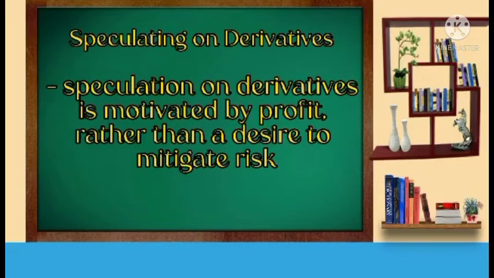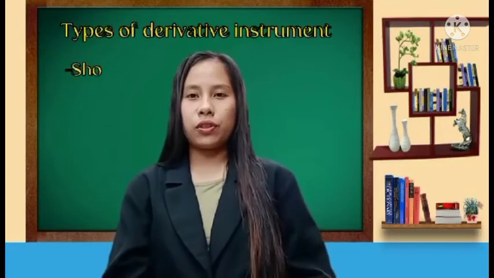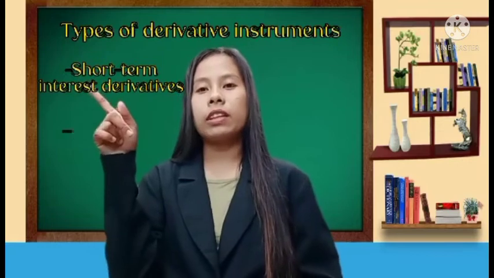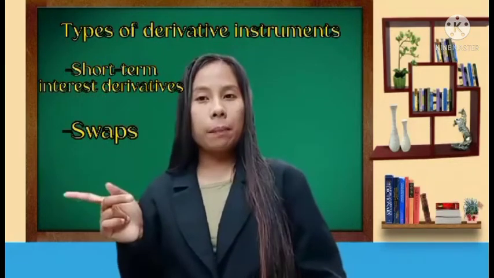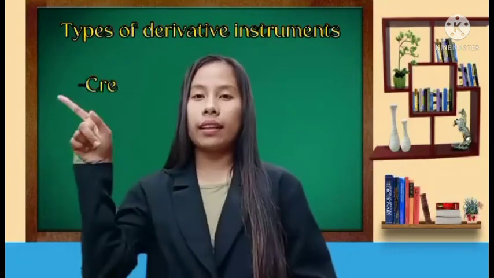Speculation on derivatives is motivated by profit rather than a desire to mitigate risk. Individuals or businesses use derivatives directly driven by opportunity or profit. So here are the types of derivative instruments. We have short-term interest rate derivatives, swaps, options 1, options 2, options 3, and credit derivatives.